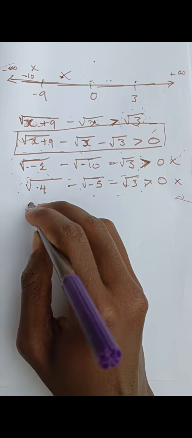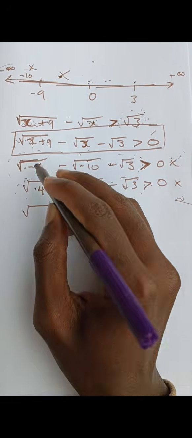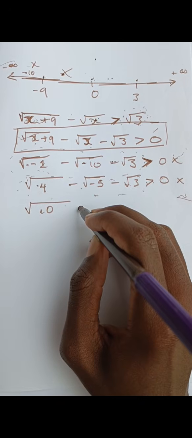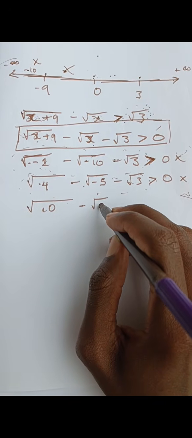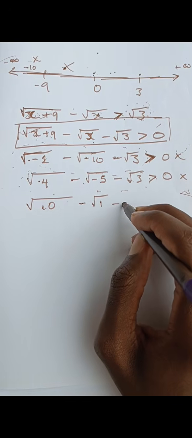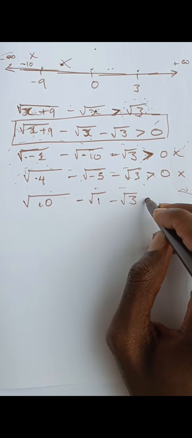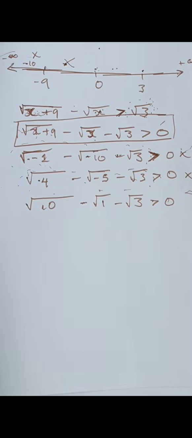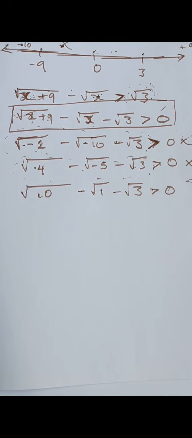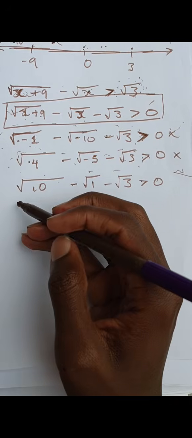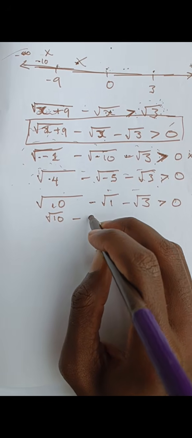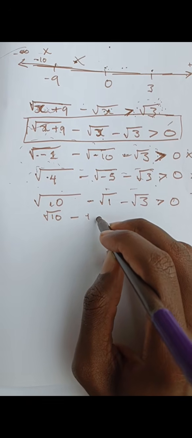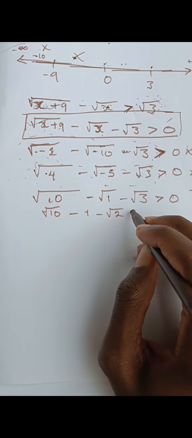So I've picked 1. So if I put 1 here, I'm getting square root of 10, right? Minus square root of 1 minus square root of 3. So this one, we don't have any negative under a square root, right? So this is where you brainstorm. So I have square root of 10, square root of 1 is 1, minus square root of 3.